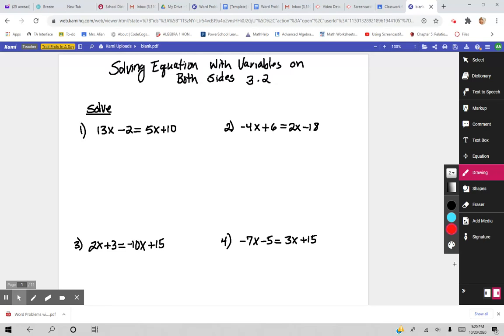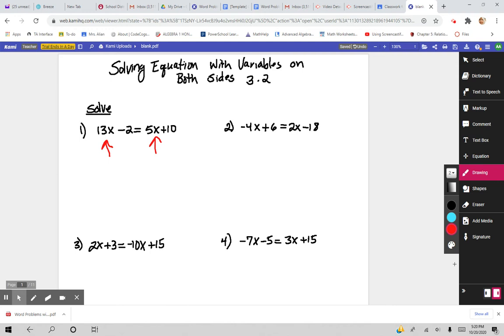Hi everyone. We're going to learn how to solve equations with variables on both sides. This is lesson 3.2 from your workbook. If you look at my first problem, do you see that I have variables on both sides? I have 13x here and 5x here. Our goal is to get all of the x's on one side.